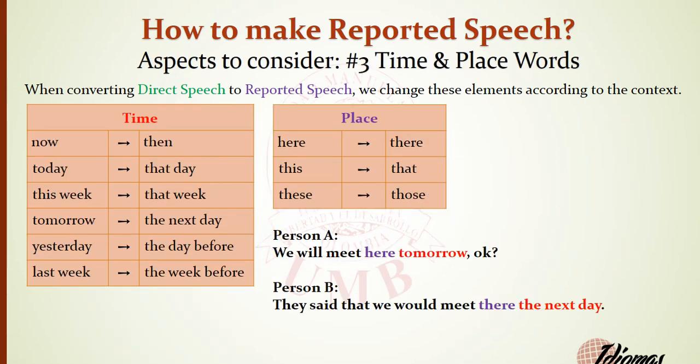Alright? Aspects to consider. Number 3, time and place words. When converting direct speech to reported speech, we change these elements according to the context, time.